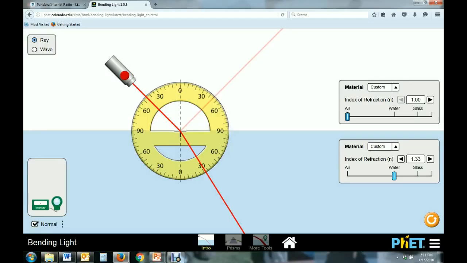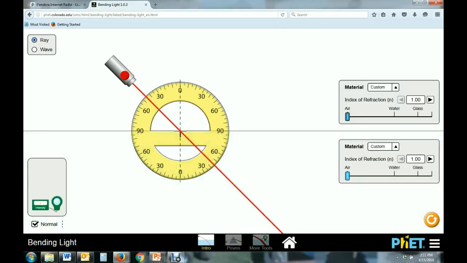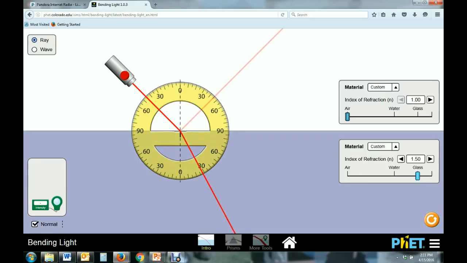If I change the material and go to glass, we see that the angle changes. The smaller the difference in index of refraction between the two materials, the smaller the amount of refraction. So when I put it at air, it goes straight through as if there's no boundary whatsoever. Water, as we saw, went from 45 to about 30. If I go to glass, it decreases to a little bit less than 30.